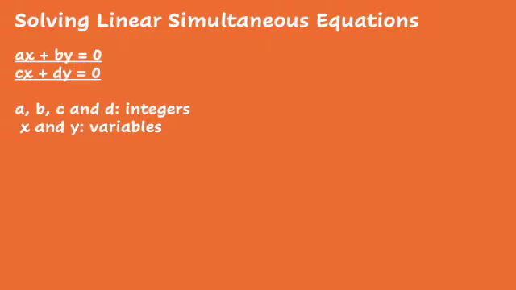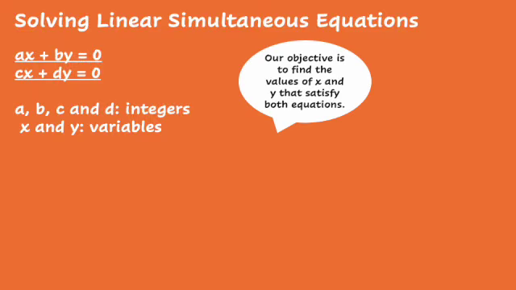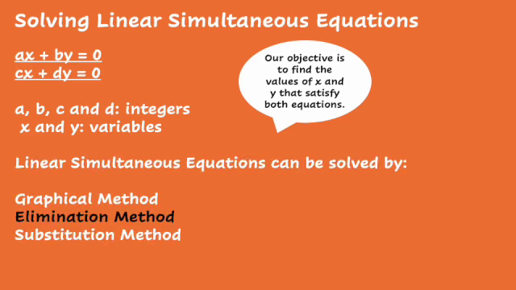Have a look at the set of equations here: ax plus by equal to 0 and cx plus dy equal to 0. a, b, c, d are integers here, and x and y are variables. Now the purpose here is to find out the values of x and y that satisfy both the equations. Linear simultaneous equations can be solved by three methods, but in this video I'll be focusing on the elimination method.